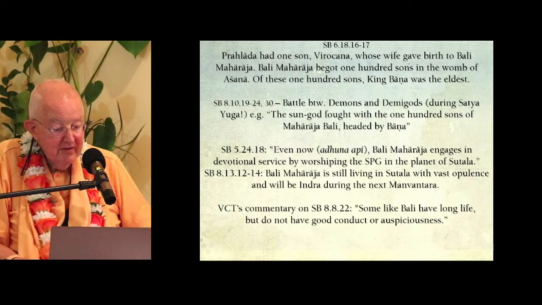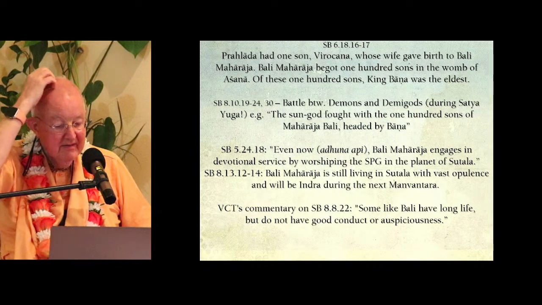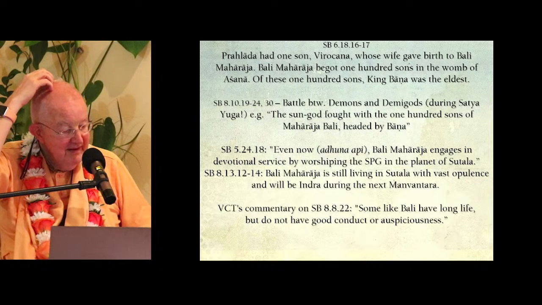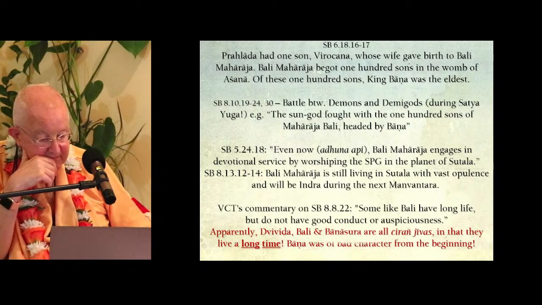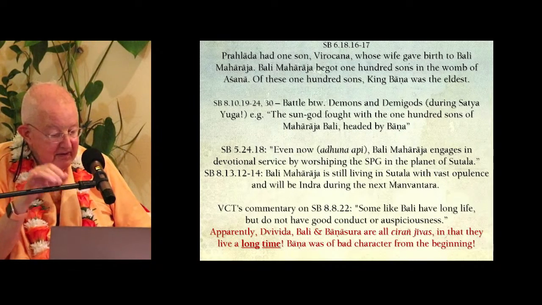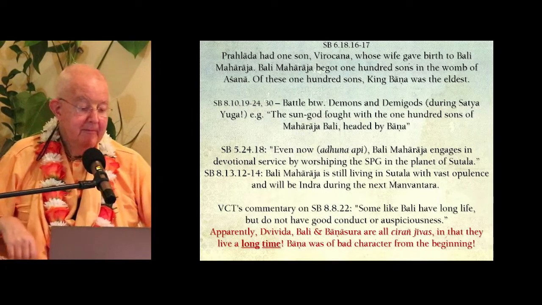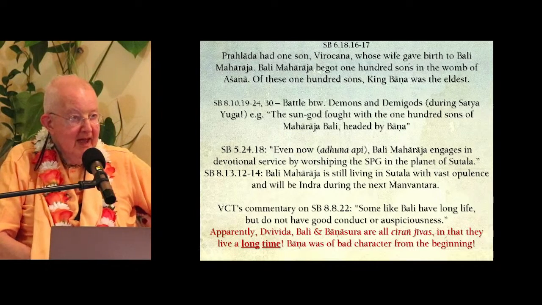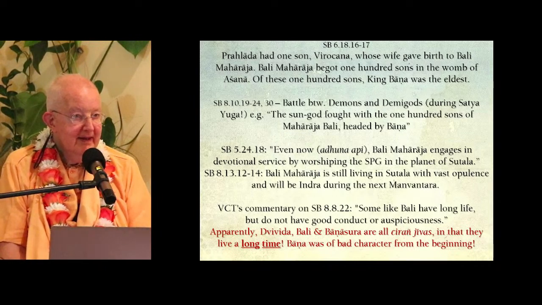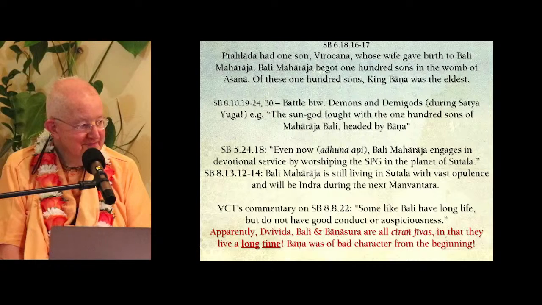Vishwanath Chakravarti Thakur's commentary on a different verse: some like Bali have a long life, but do not have good conduct or auspiciousness. No, Bali lives a long life and has good conduct, but others live a long life, like Dvivida, and don't have good conduct. So apparently Dvivida, Bali, and Banasura are all Chiranjivas in that they live a long time. But a big problem came when Banasura corrupted Narakasura, who corrupted Dvivida, who had to get bonked by Balaram.